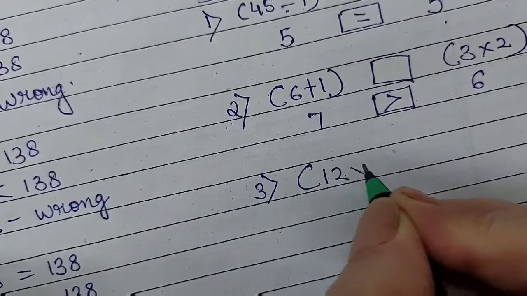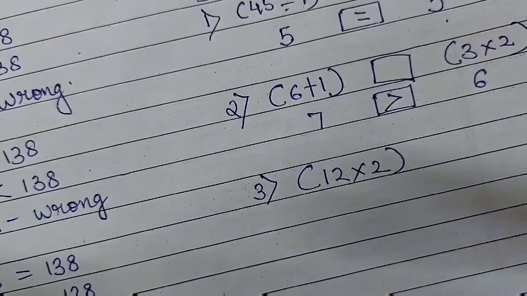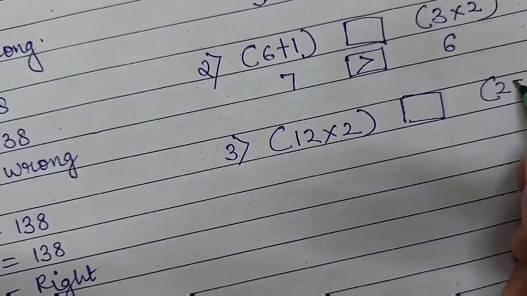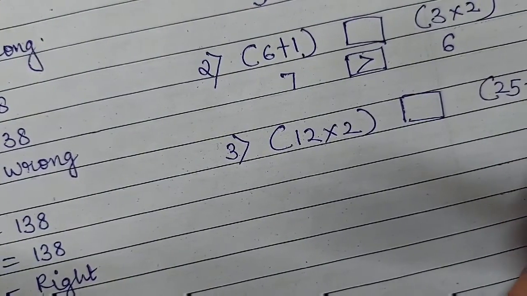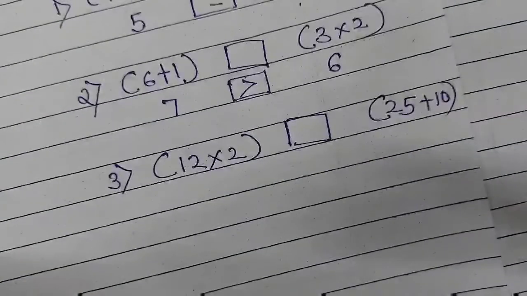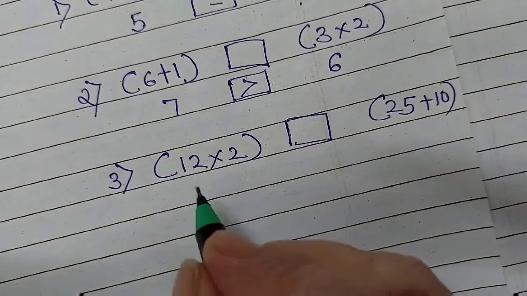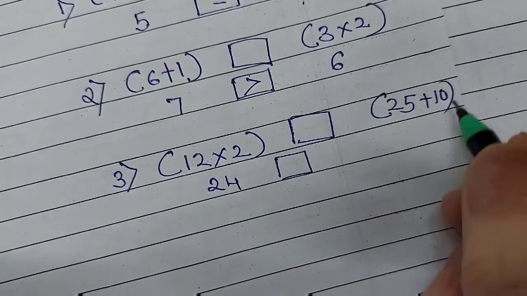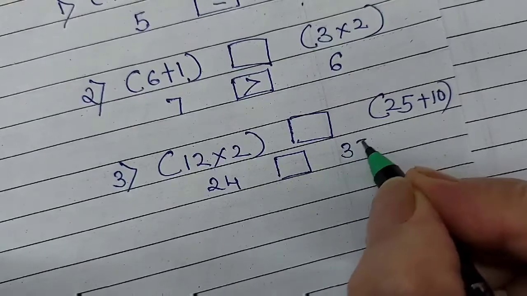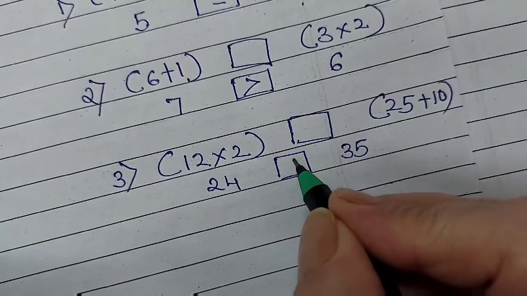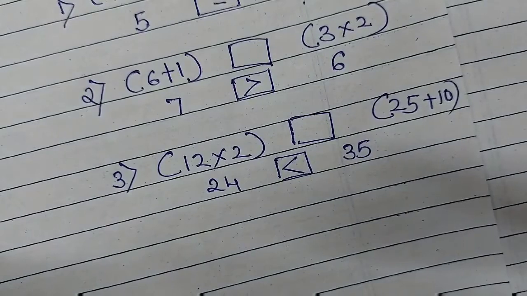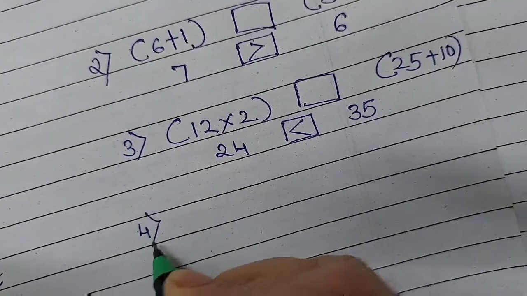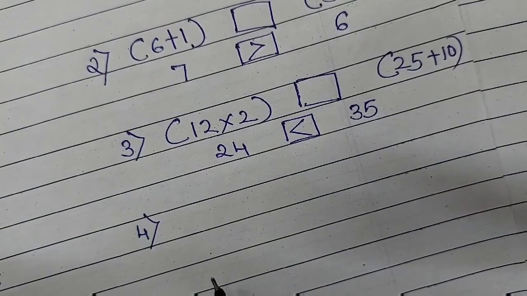Coming to the third question. Your third question is 12 into 2, then this is 25 plus 10. It is what? 25 plus 10. So solve it. 12 2s are 24. Then here 25 plus 10 is 35. So this is lesser. 24 is lesser than 35. Very easy now children. You all have done this. The only thing is the numbers are in the brackets.